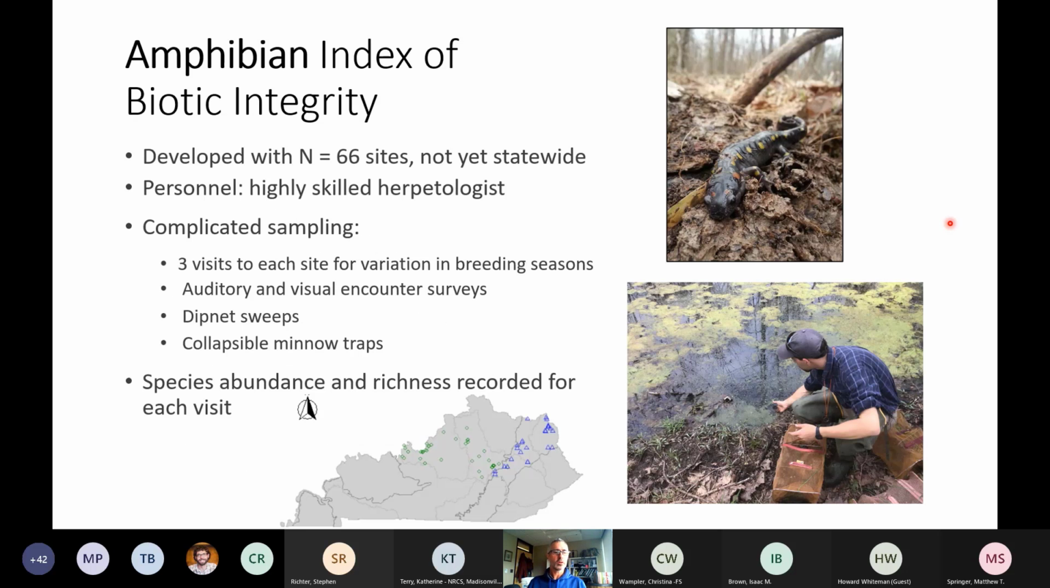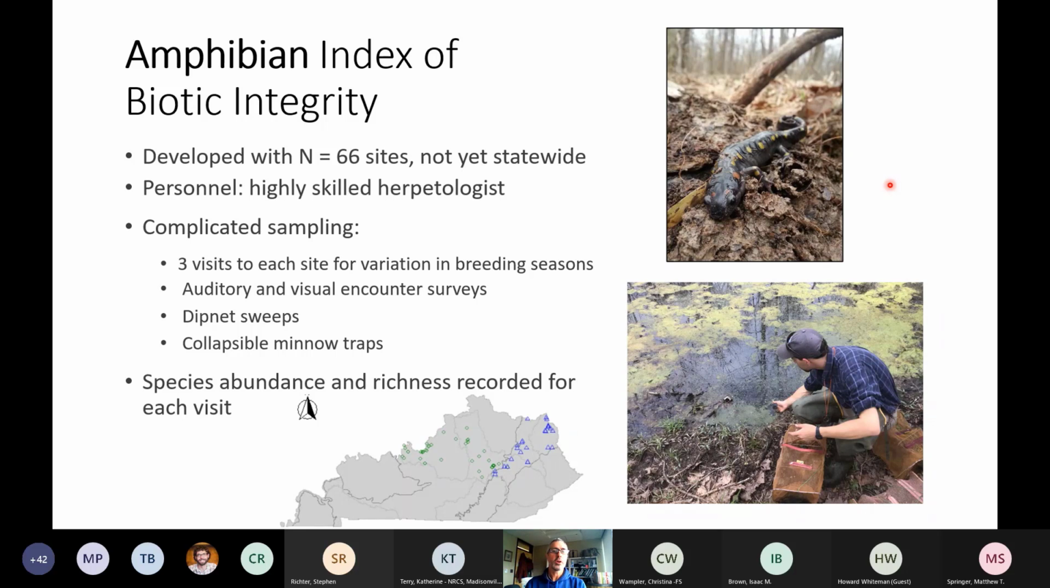Okay, so last I'll talk real quick about the amphibian IBI. This is the more recent of the intensive assessments that we've developed, and it has been developed with fewer sites, so 66 sites, and it's not yet statewide like the other IBIs that were developed using sites from across the state. So this is in part due to it being pretty difficult to get the data for these amphibian IBIs, at least at enough sites to do a good development process.